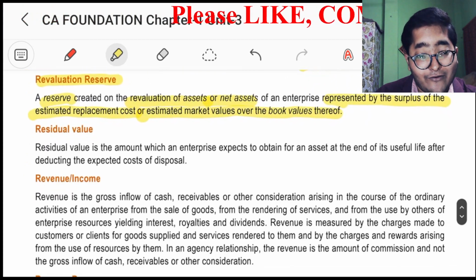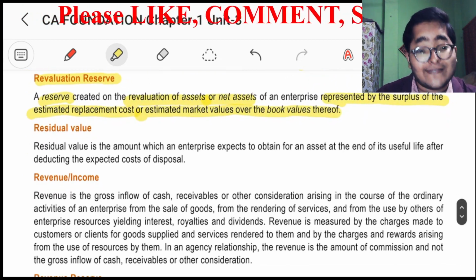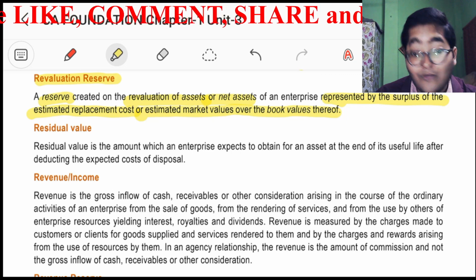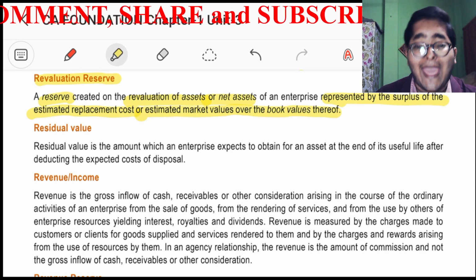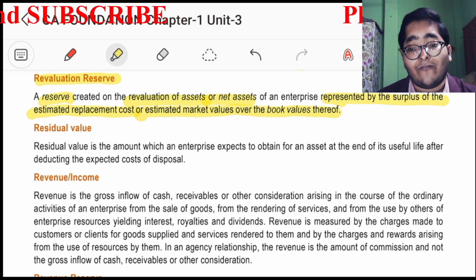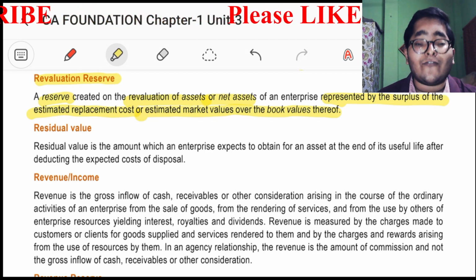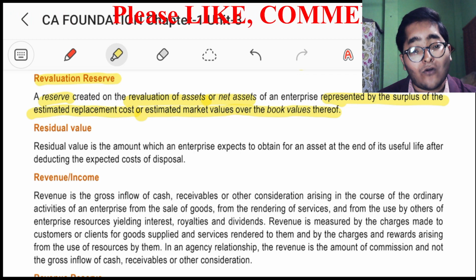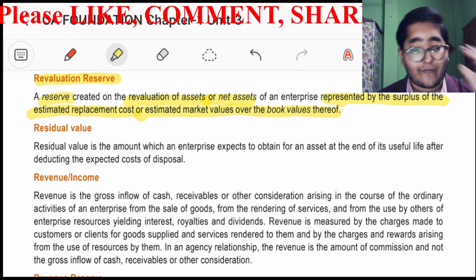Our next topic, residual value. Residual value is the amount which an enterprise expects to obtain from an asset at the end of its useful life after deducting the expected costs of disposal.